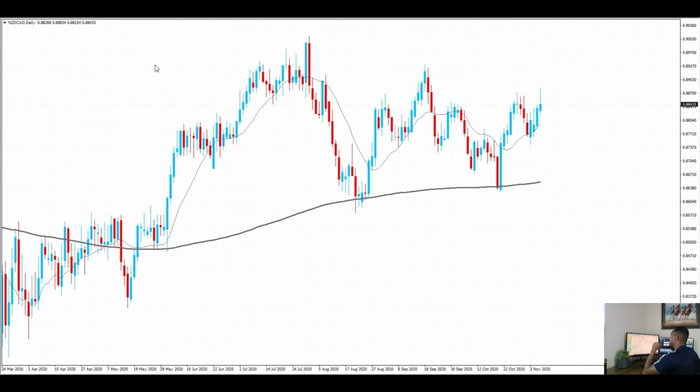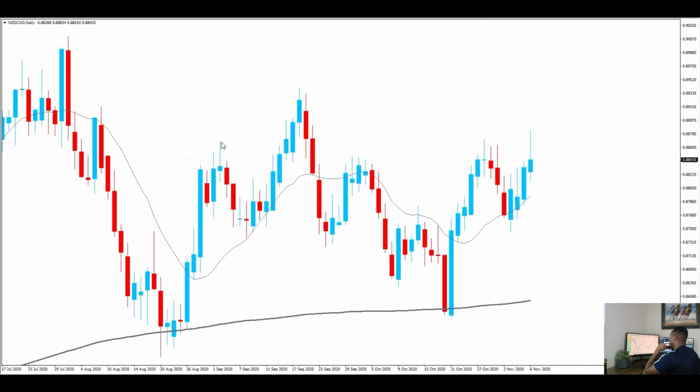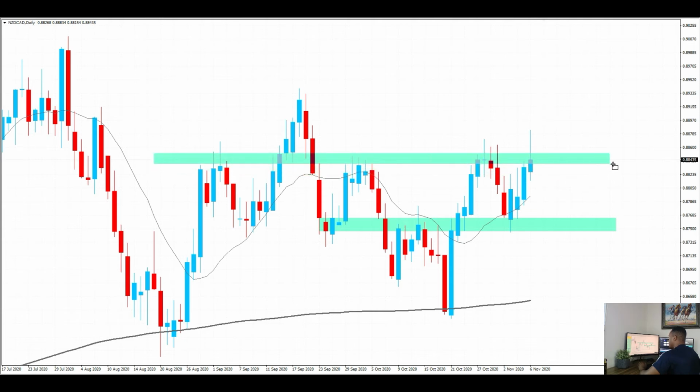Okay, so for NZD CAD on the daily chart, you can see we had a push to the upside this week. We found some support at some previous resistance, and from then push to the upside. As you can see, resistance there, push down, now turned support, push back up. So we had some nice support in the market giving us that bullish push. However, we are stuck at the same resistance we have been stuck at for a while now.